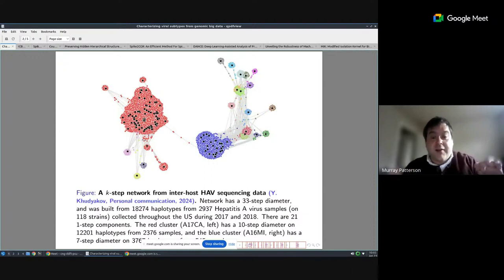How you build a K-step network is that you first take all the nodes disjointly, and then you build a one-step spanning tree on it, and if it's not a single connected component, then you join the two-step neighbors, and so forth until the graph is connected, right? So you can see this bridge between the two main subtypes. You've got a red subtype and a blue subtype. These are two major clusters in this network. These ones are very far from each other.